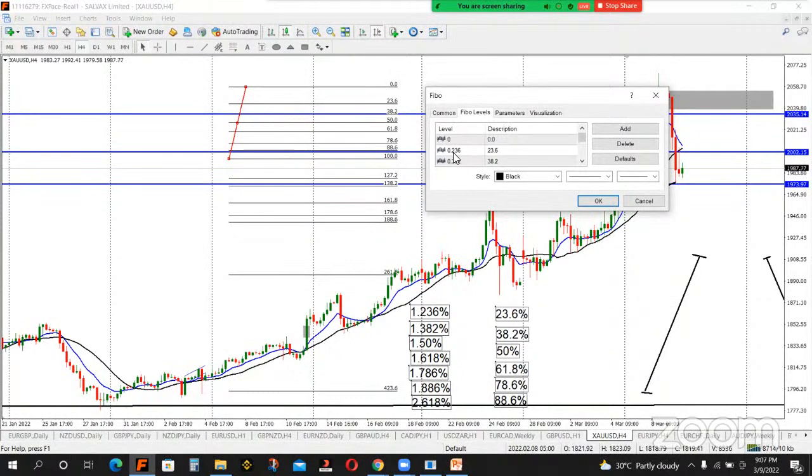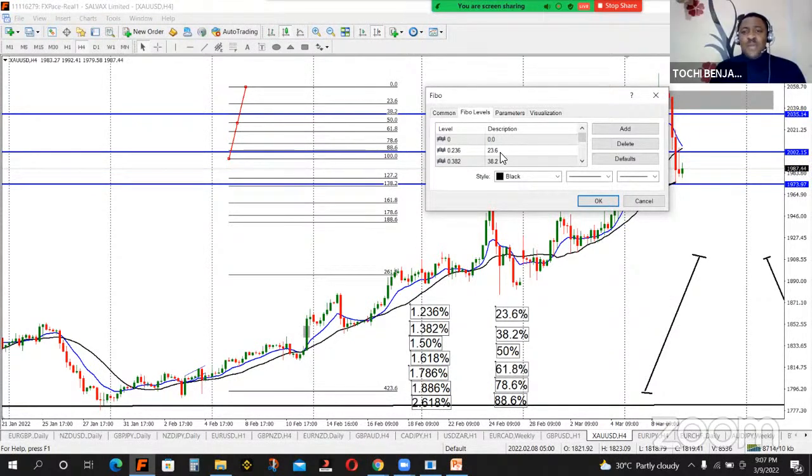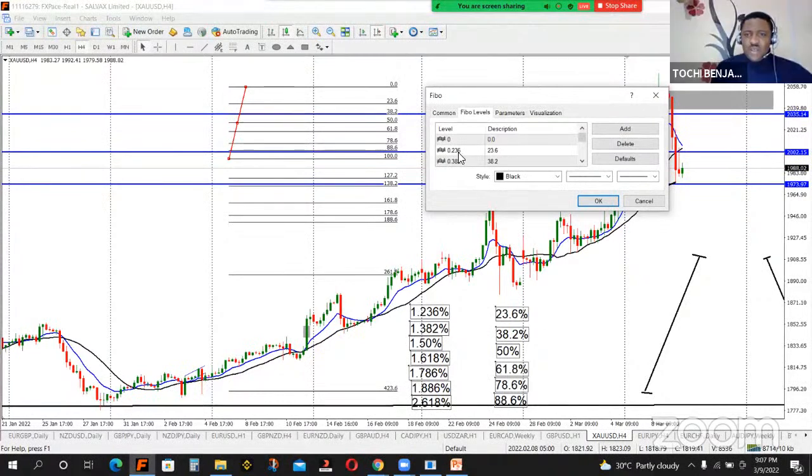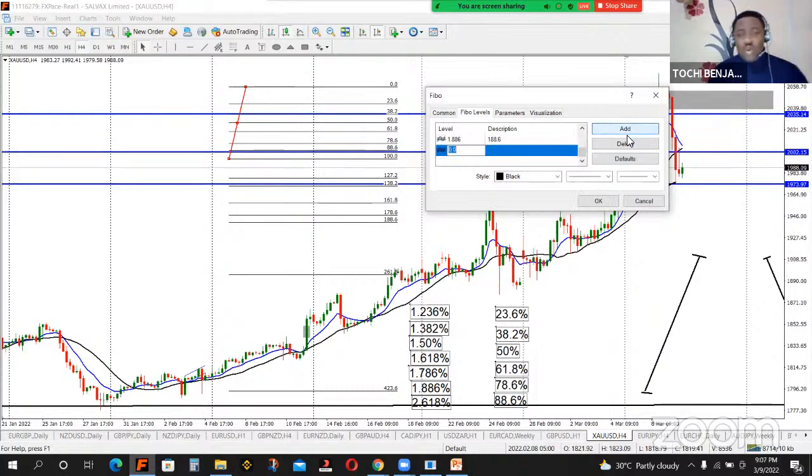What we're doing now is this is 0.236. When you come here, you change it to the percentage, which is 23.6, like I did here. Let me remove one. This is 0.236. I will delete that row. It has gone out. Now I want to add my 0.236. I'll click on add. Wherever it is, it's not your concern. Don't worry. The system will arrange it as it should be.